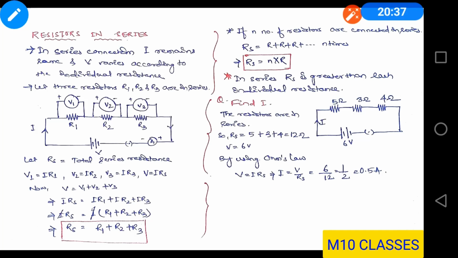Resistors in series. In series connection, current remains constant and the potential difference varies according to the individual resistance. Now it is important. Now what is series connection? Suppose I draw some resistances here. Resistors do not have any positive end or negative end, so they can be connected either way.